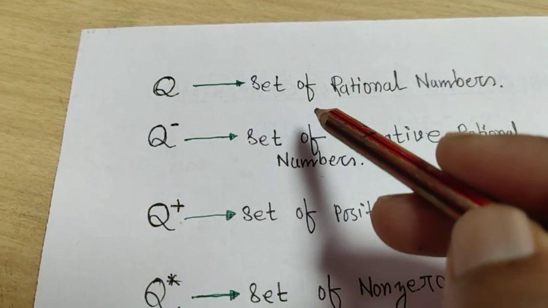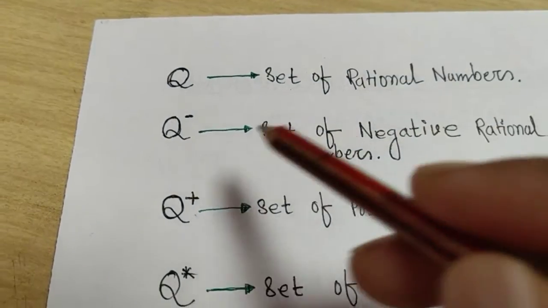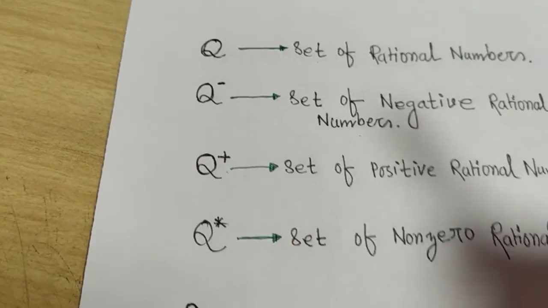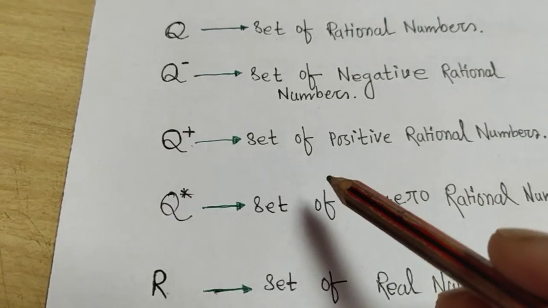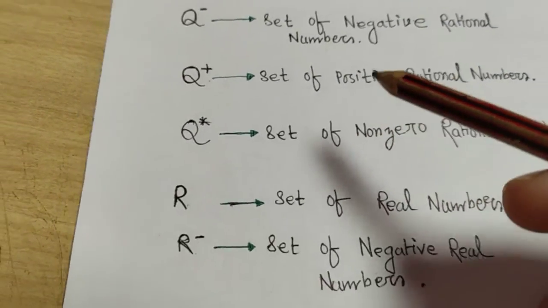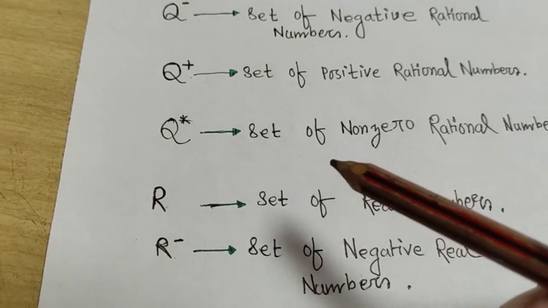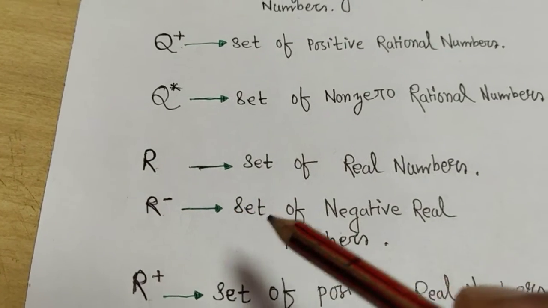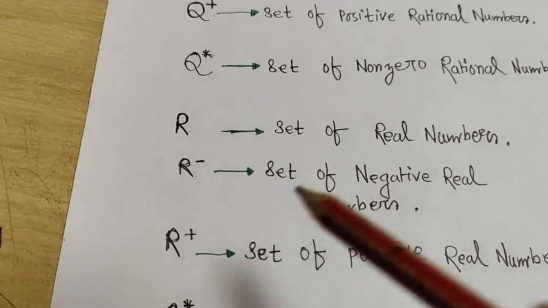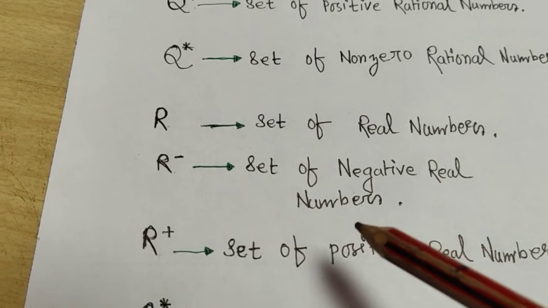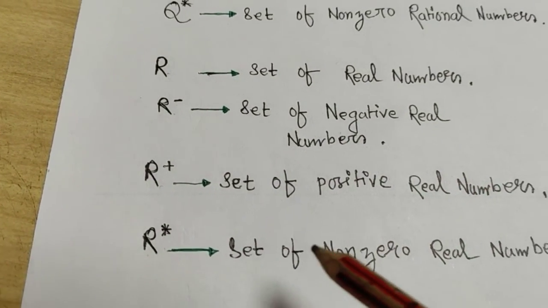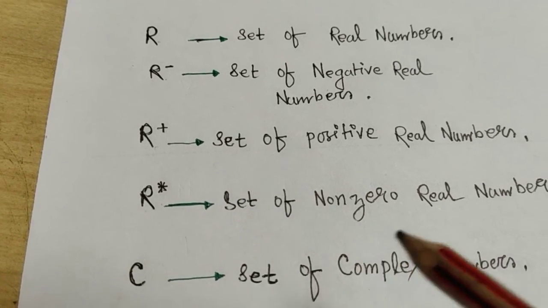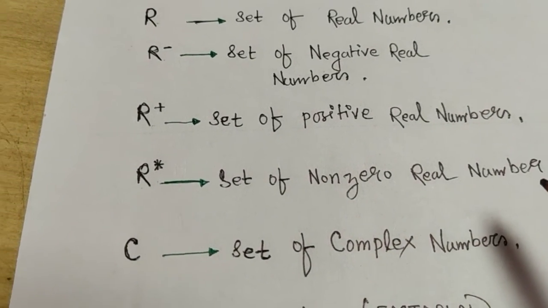Q stands for set of rational numbers. Q minus, set of negative rational numbers. Q plus, set of positive rational numbers. Q star, set of non-zero rational numbers. R, set of real numbers. R minus, set of negative real numbers. R plus, set of positive real numbers. R star, set of non-zero real numbers.